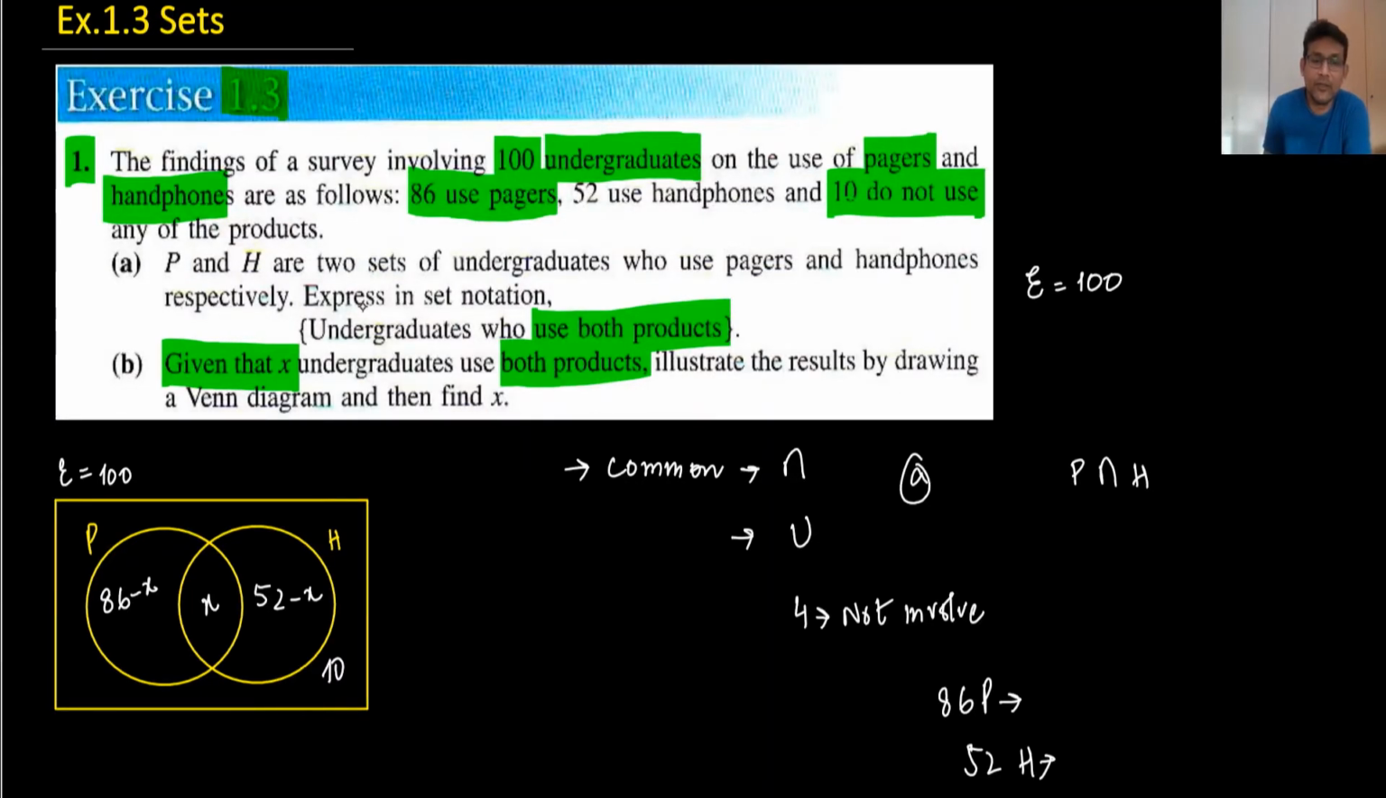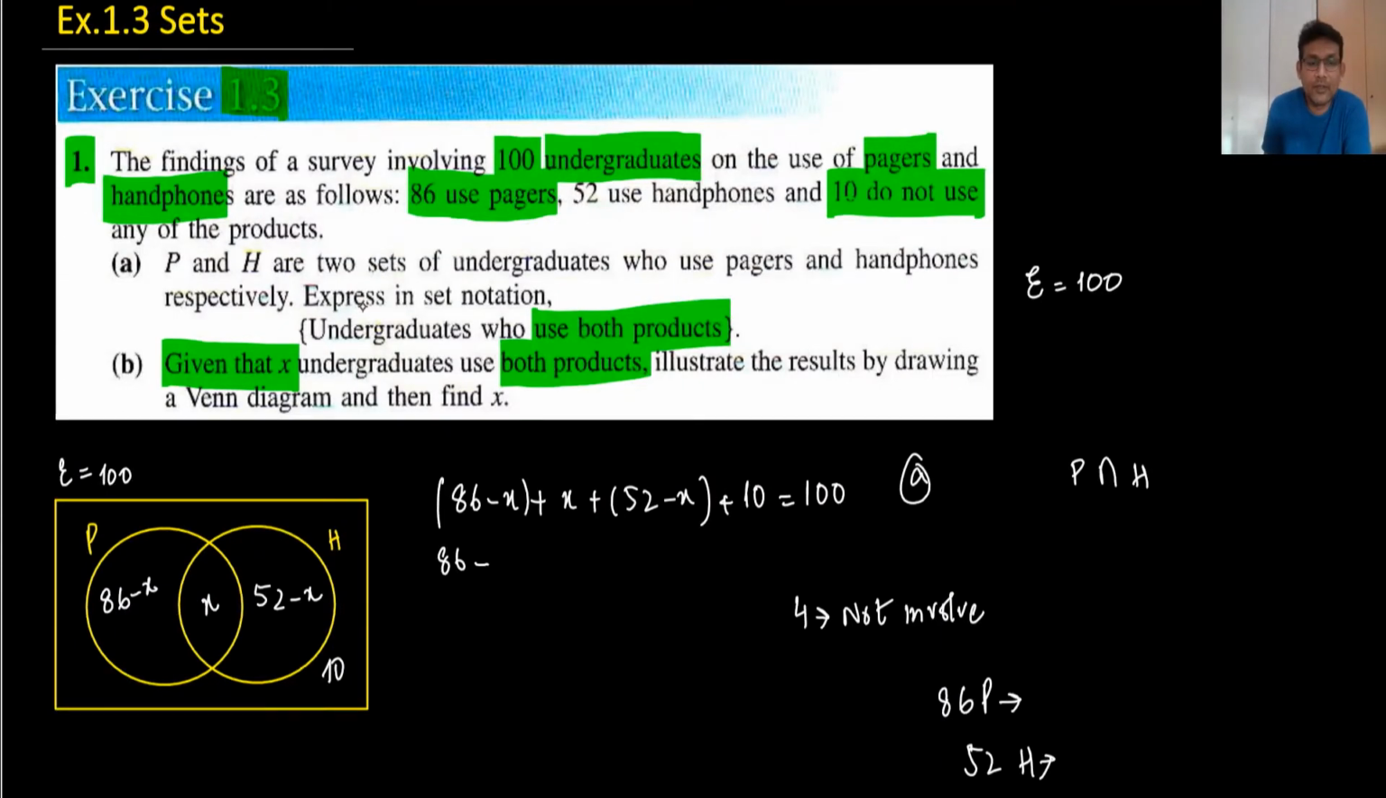Then there is no problem, because when you add all the areas, we have four areas: 86 minus x plus x plus 52 minus x plus 10. When we add all the areas individually, the result is 100, which is given in the question. Okay, 86 plus this x and this x cancel out. We have only 52 minus x plus 10 is equal to 100.